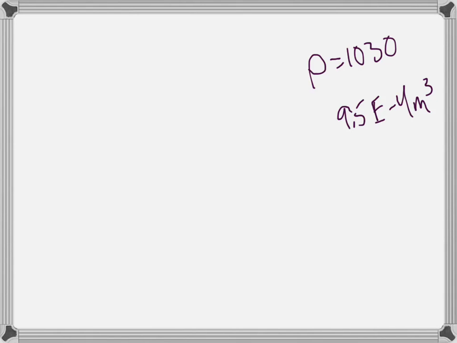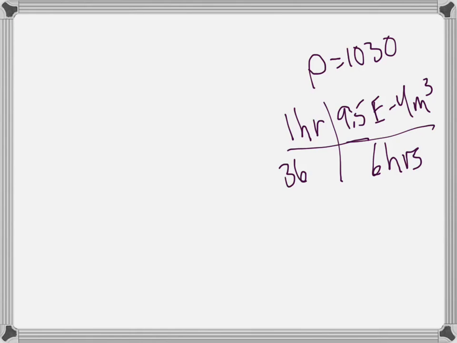The fluid has a density of 1030, and 9.5 E negative 4 meters cubed of it flows into the patient every 6 hours. Okay, what we want to do quickly here is take 1 hour as 3,600 seconds and convert that to meters cubed per second, which of course is our Q. This is our volume flow rate.